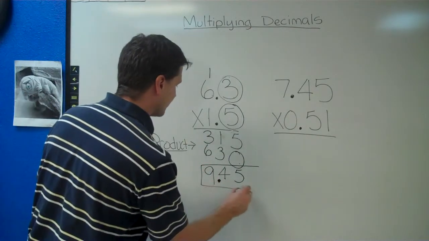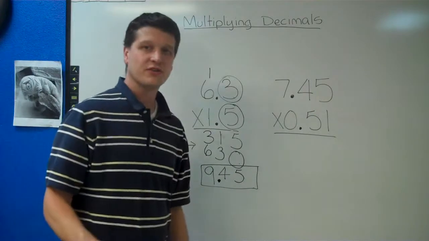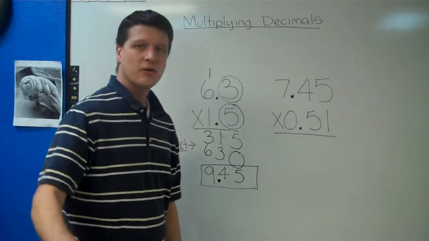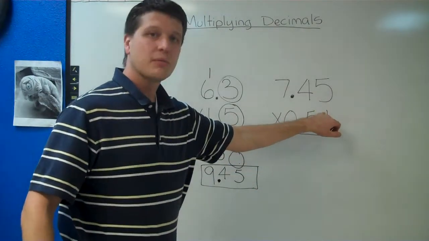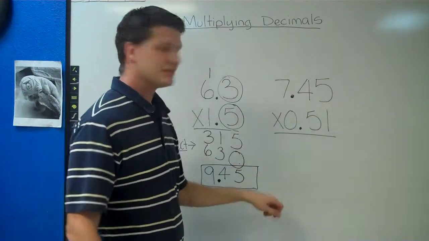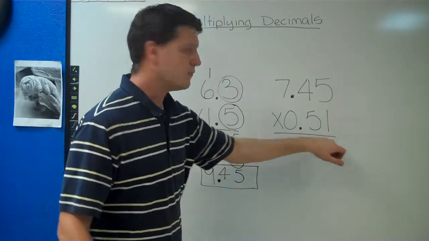And we're going to box our answer. Always box the answer. Makes it a lot easier on your teacher when they're grading your work. Now we're going to go and do the next problem, okay? And it's going to be 7.45 times 0.51.